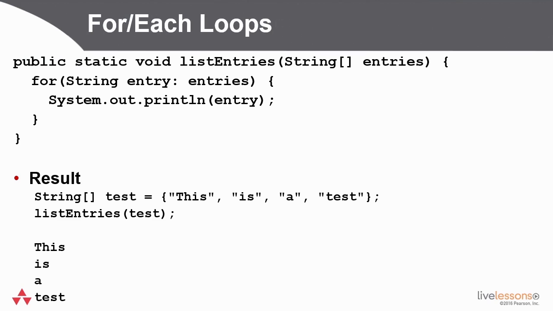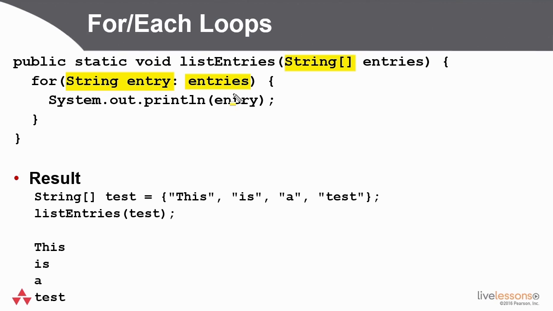So the for each loop takes a variable that you make up. So I make up a variable called entry, and its type is string. The thing on the right of the colon is a collection, and for now the only kind of collection we know about is an array, that exists already. So entries is an array of strings. So entry, the variable name I just made up, should be an individual string.